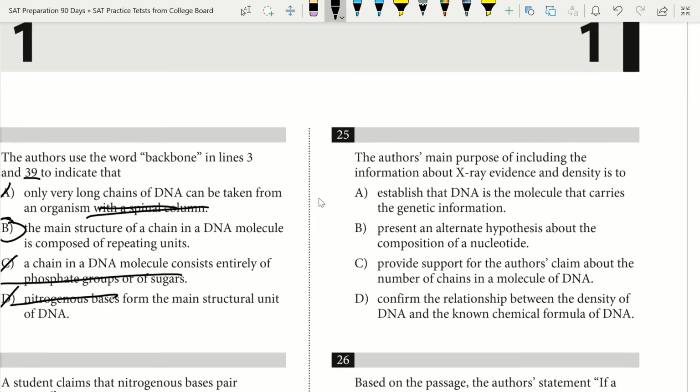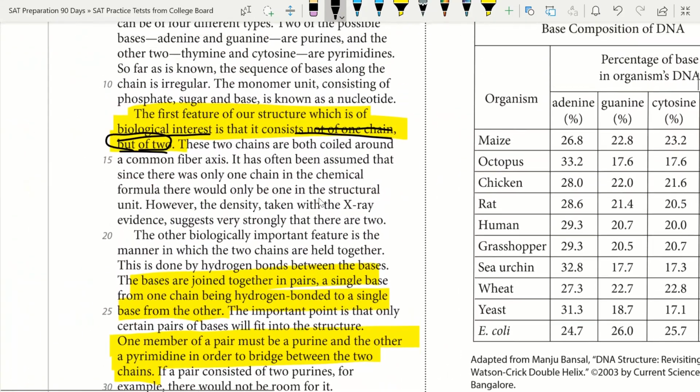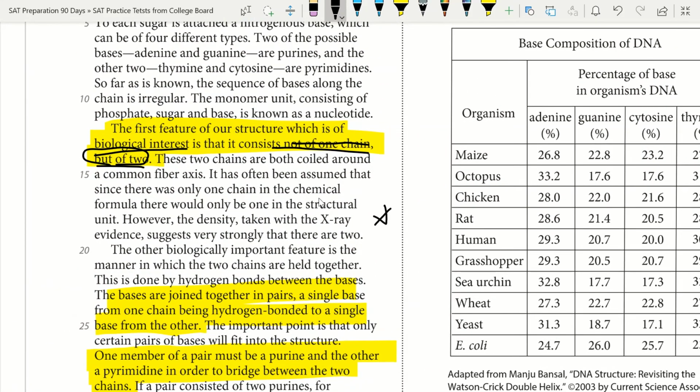Well, let's go back up and find where we talk about X-ray evidence and density. I remember that's back right around here in the beginning. So we have, however, the density taken with the X-ray evidence suggests very strongly that there are two. Well, two what? We have to go back and get some context. I'm assuming it's going to be two chains, and I see that it is, because it was assumed before there was only one chain. However, density with X-ray evidence suggests that there are two chains.